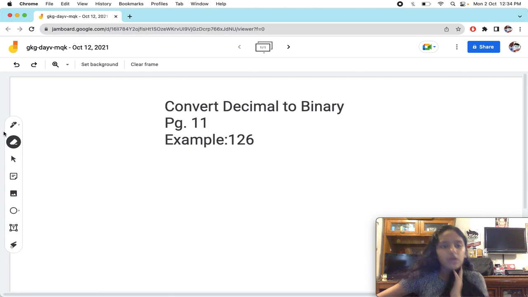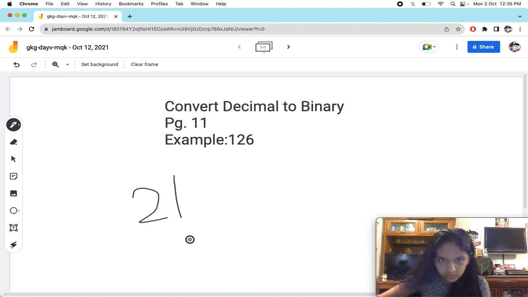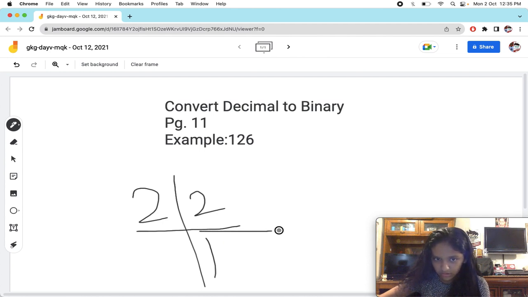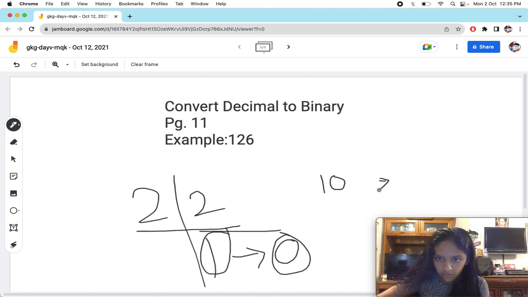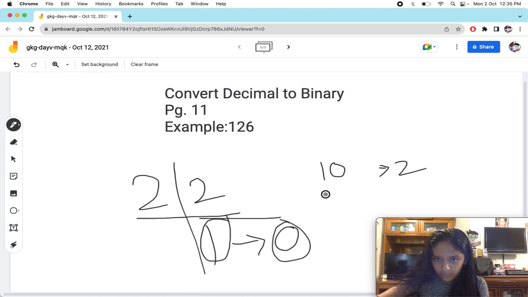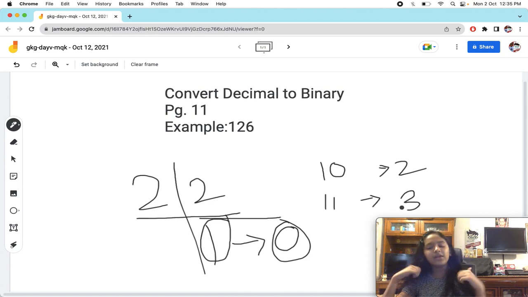Now the binary form of 2: we divide it by 2, and 2 divided by 2 gives 1. Because 2 is divisible by 2, the remainder is 0. So 1 0 is the binary form of 2, and 1 1 is the binary form of 3. Okay, got it?